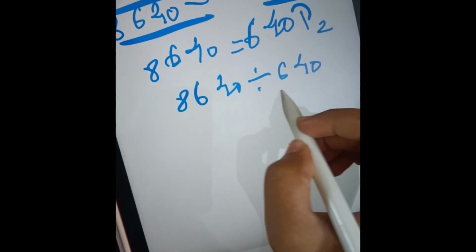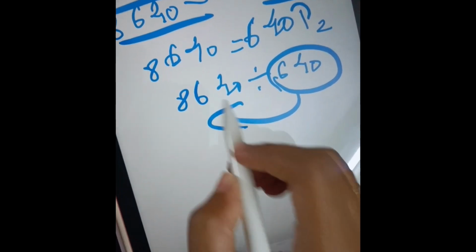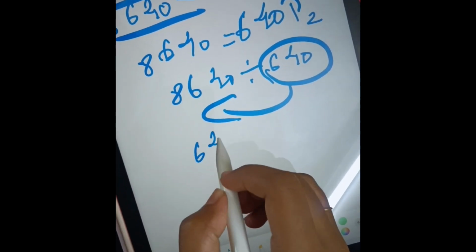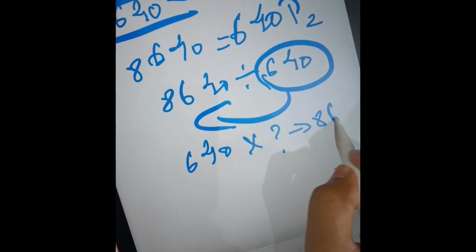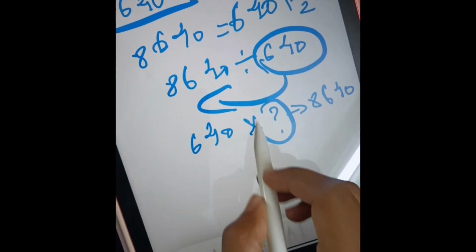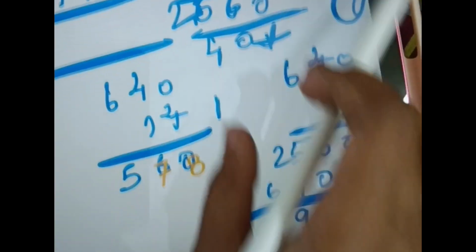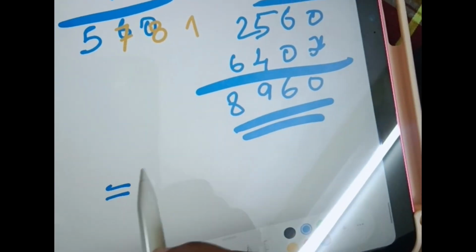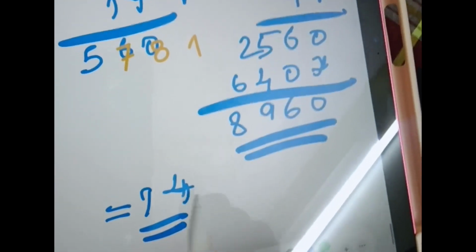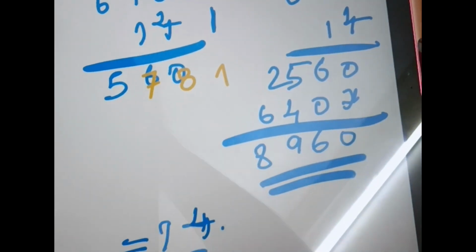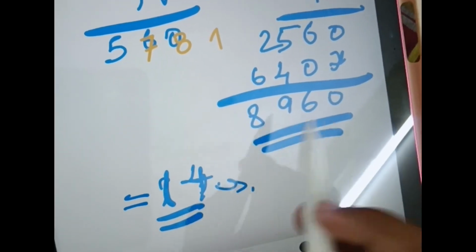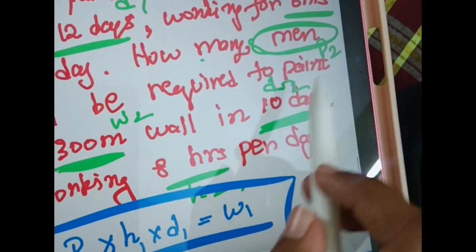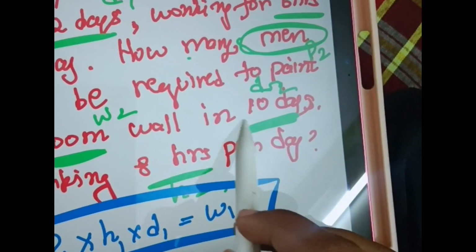So now you have to find how many times 640 gives 8640. So dividing, 640 into how much gives 8640, this will be the answer. So 14 times. Okay, so you are getting the value that is between 13 and 14. So 14. So here we have found 14 persons are needed to paint a 300-meter wall in how many days?